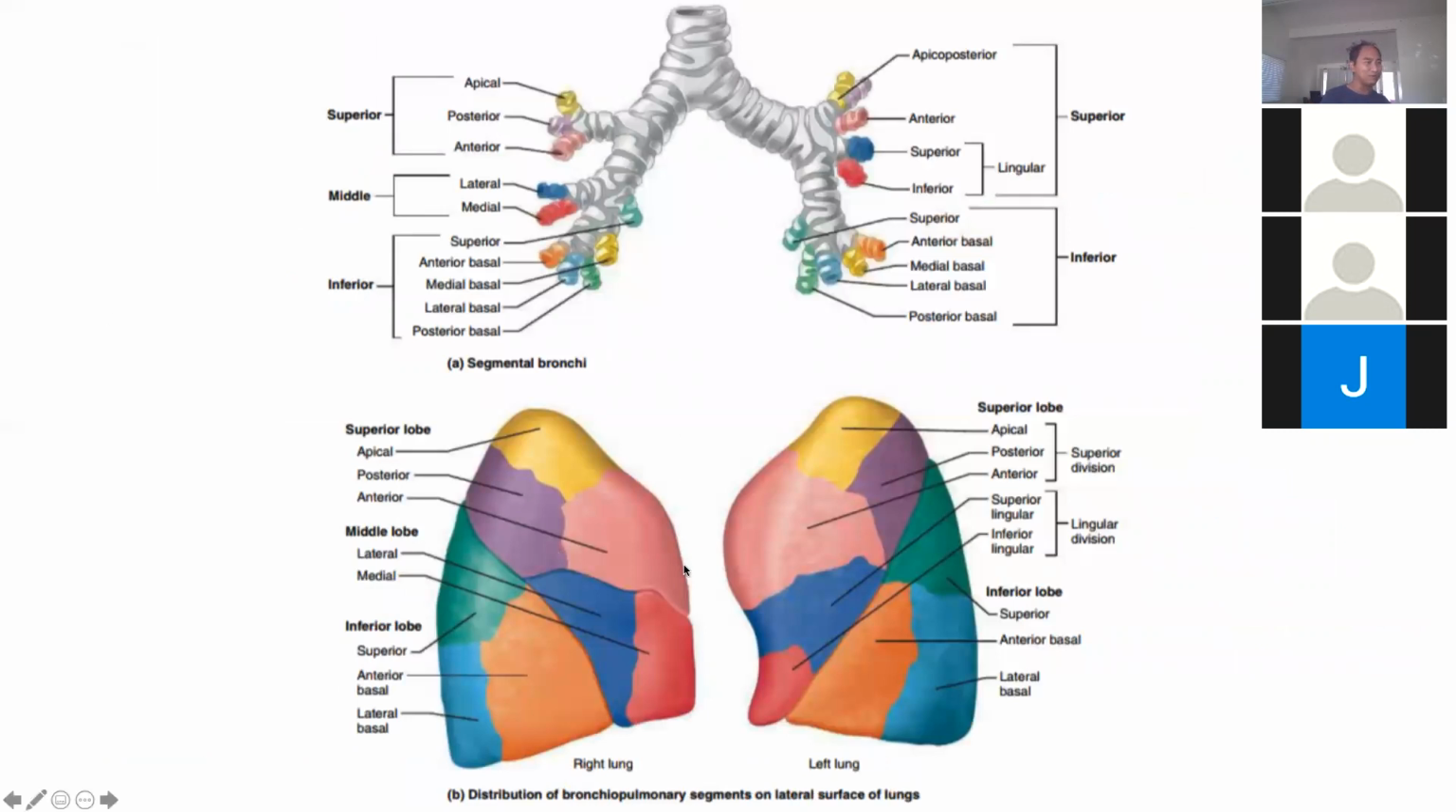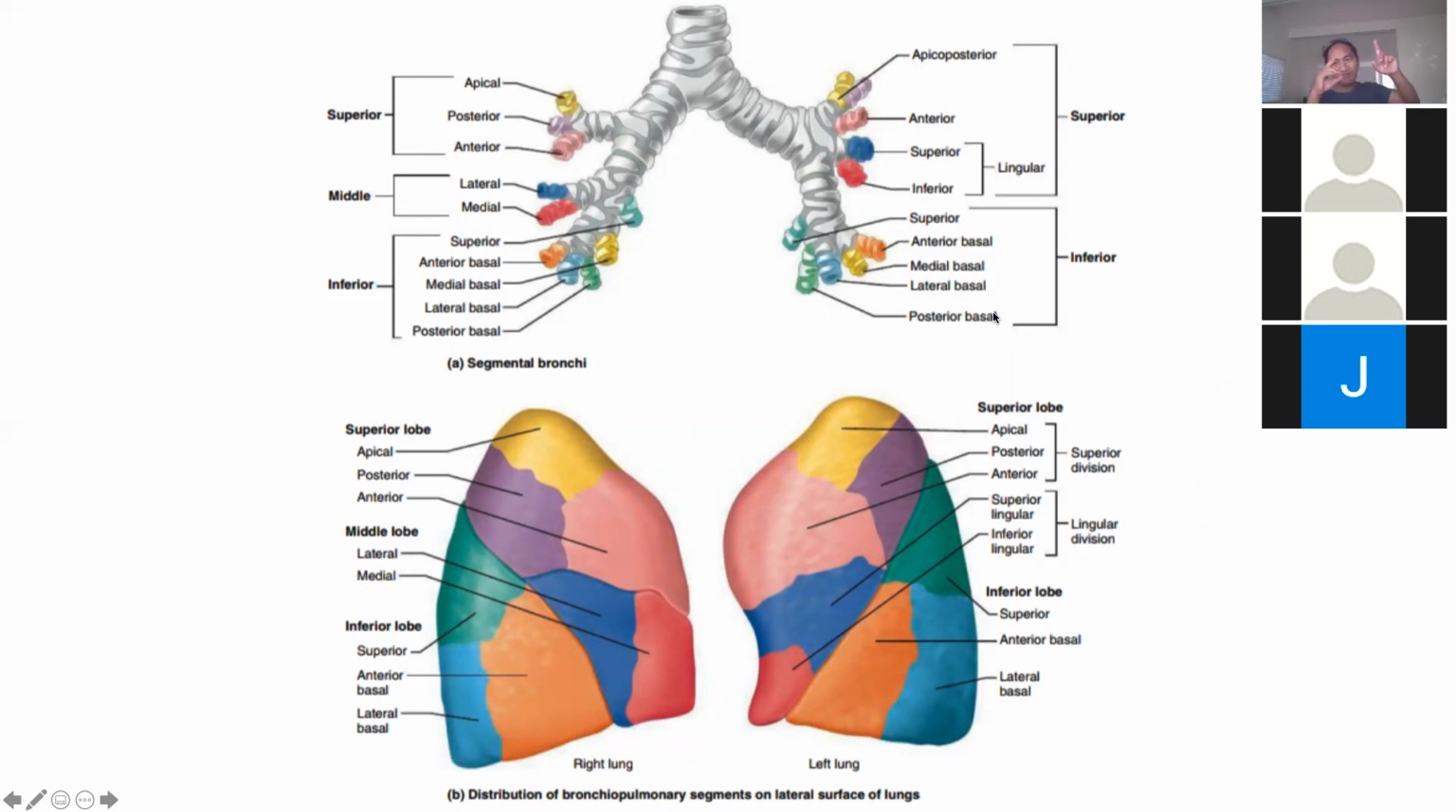So these are the bronchopulmonary segments. I do not expect you to remember all the details, but I want you to remember the right lung has 3 lobes and the left lung has 2 lobes. The superior lobe of the right lung has 3 bronchopulmonary segments, the middle lobe has 2, and the inferior lobe has 5. On the left side, we only have 2 lobes, the superior lobe and inferior lobe, and these are the bronchopulmonary segments for the superior lobe, and this is for the inferior lobe.